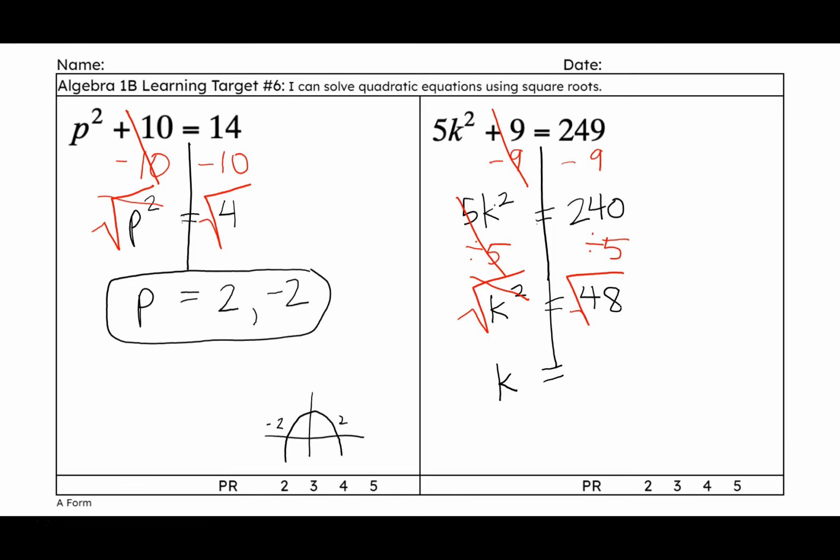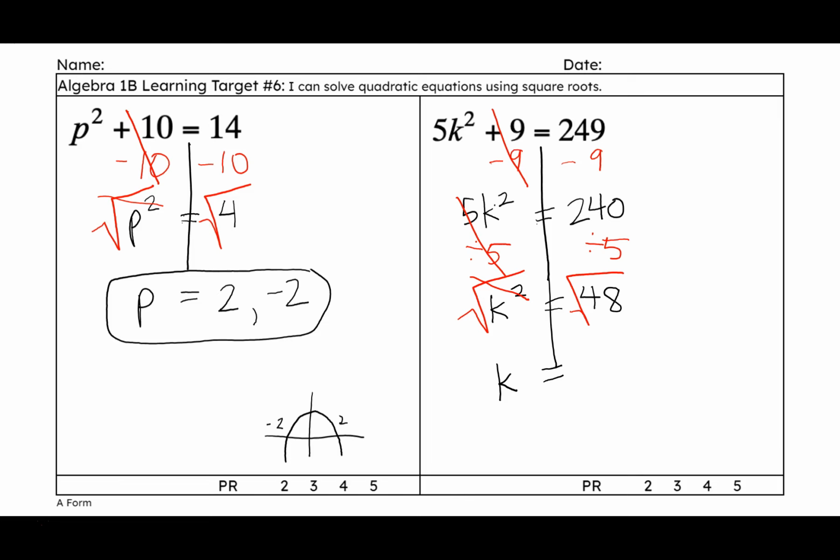Well, let's see. 48 was not as easy as the 4 over here. In fact, it's not what we call a perfect square, where you can multiply a whole number to itself to get you something, such as 2 times 2 is 4, 3 times 3 is 9, 4 times 4 is 16, 5 times 5 is 25. Well, there isn't an exact integer that you can multiply to itself to get you 48 as an answer, so we're gonna get a decimal.